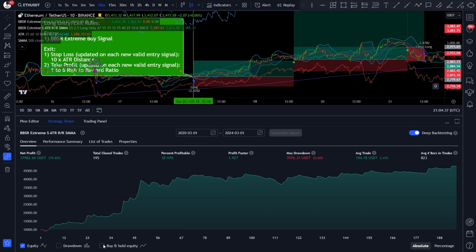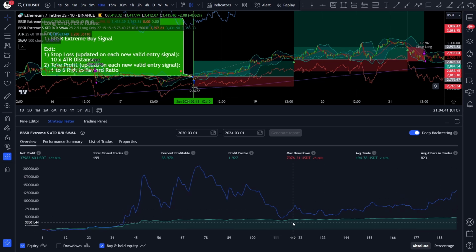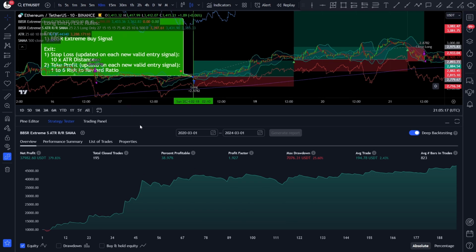If we take a look at the buy and hold equity curve, it is clear that this strategy doesn't outperform the ETH buy and hold, but this strategy has a much lower drawdown than holding Ethereum and going through this full bear market. And as I said, this strategy also works on lower and higher timeframes with the ETH USDT optimization. Let's take a look.